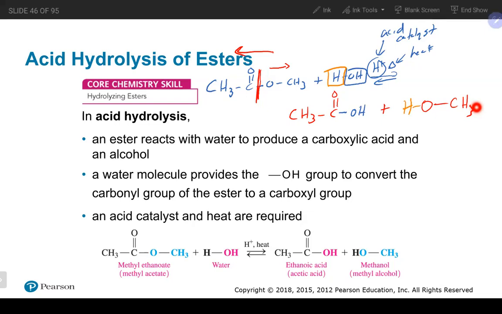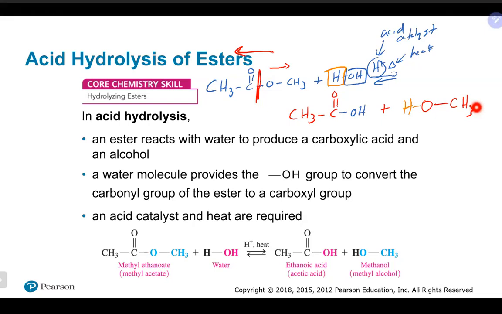So the acid hydrolysis is essentially the reverse reaction of the esterification reaction, where you put those two together to make an ester. Water basically will split it back apart right where you put it together. And in this particular case, you will get back both parts that you started with, the carboxylic acid and the alcohol from which it was made. Any questions on that there?